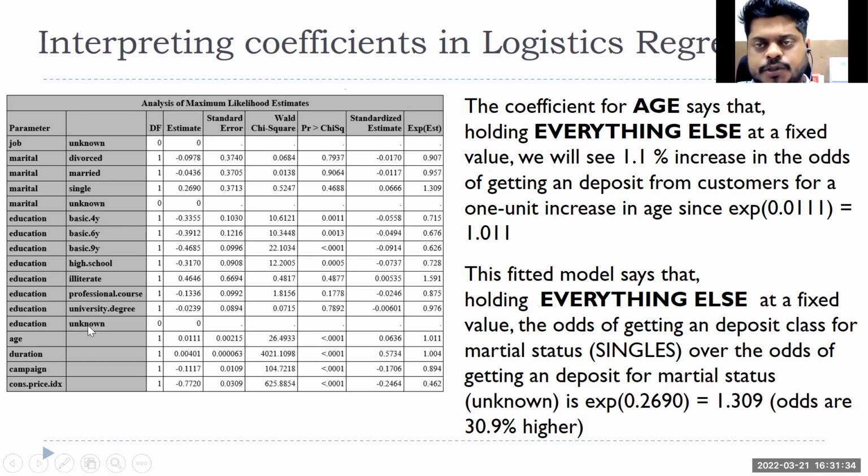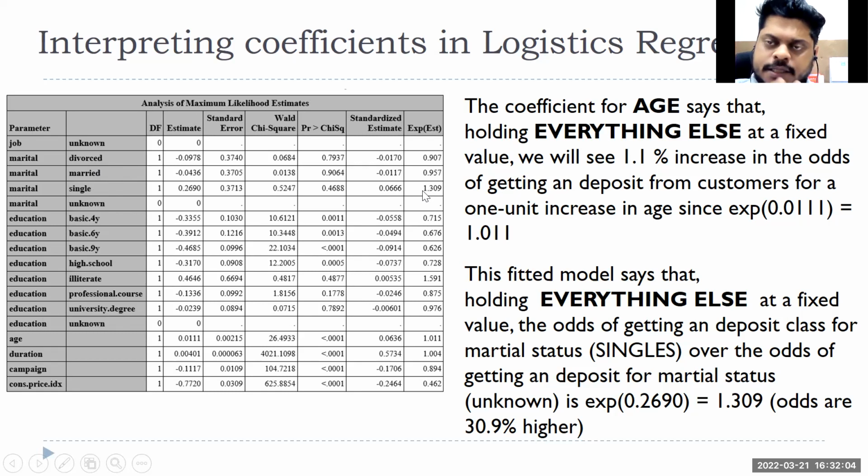In my data set, which I have given to you for the class exercise, I have removed unknown parameters. So unknown is taken as the baseline, right? So this is where estimate is showing as 0. When I talk about singles, in marital status there are 4 categories: divorced, married, single, and unknown. If I take unknown as the baseline, what does single in comparison to unknown say?